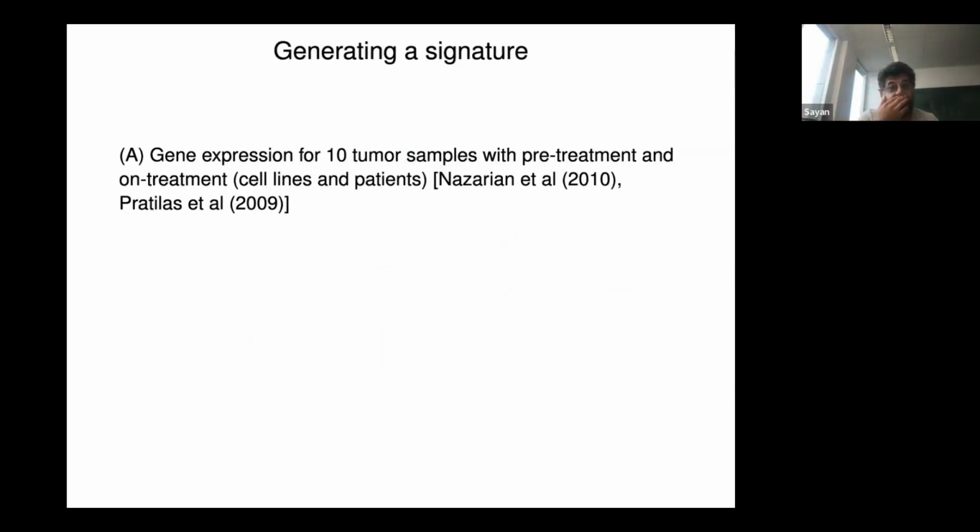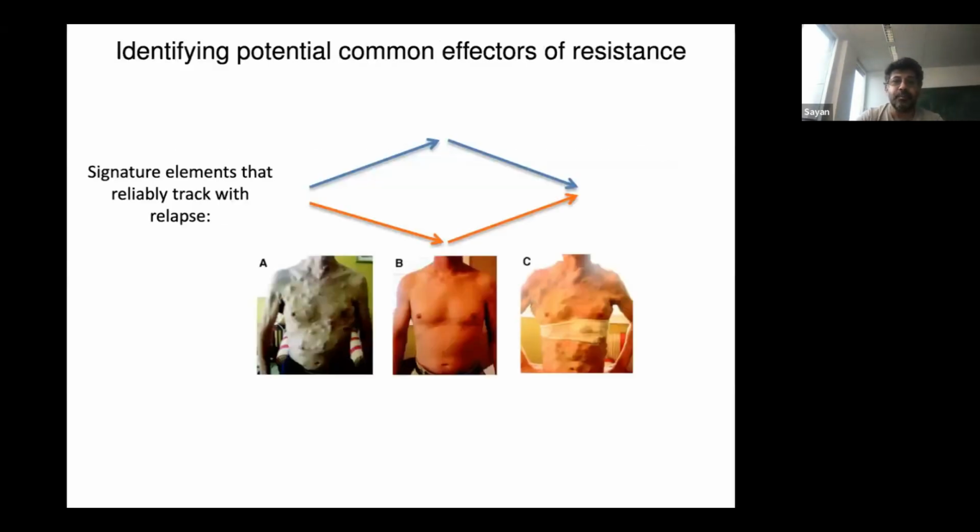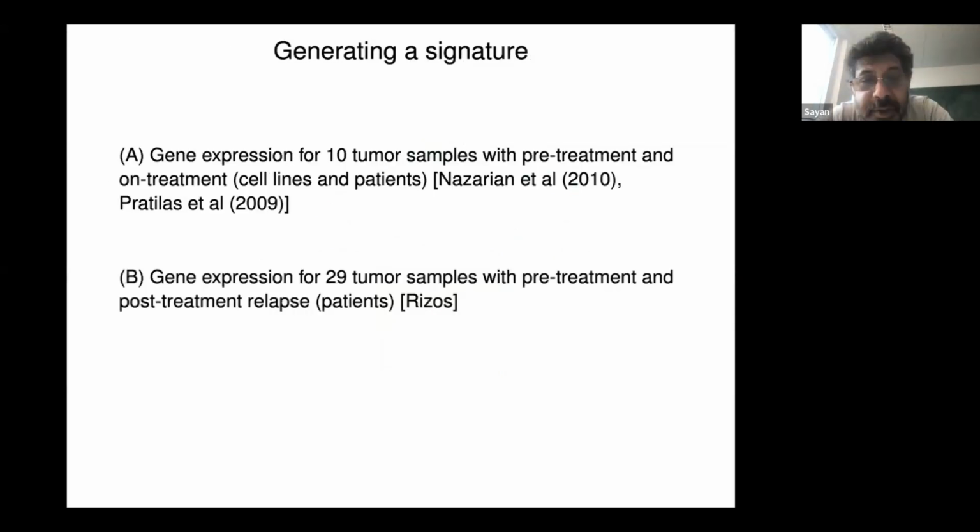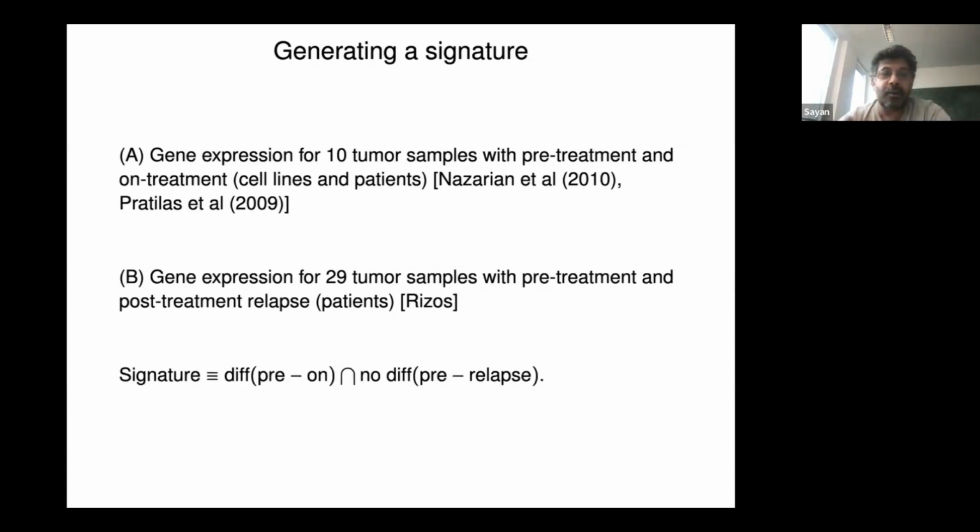Okay, so we didn't have really massive data sets here, right? So we really had to do more careful modeling than we could do with just brute force ML. So we had gene expression for 10 tumor samples with pre-treatment and on-treatment. And we had gene expression for 29 tumor samples with pre-treatment and post-treatment relapse. Okay, so these are the two small data sets we had. And our signature was what's differential between pre-treatment and on-treatment, and we intersected that with what's not differential between pre-treatment and relapse.